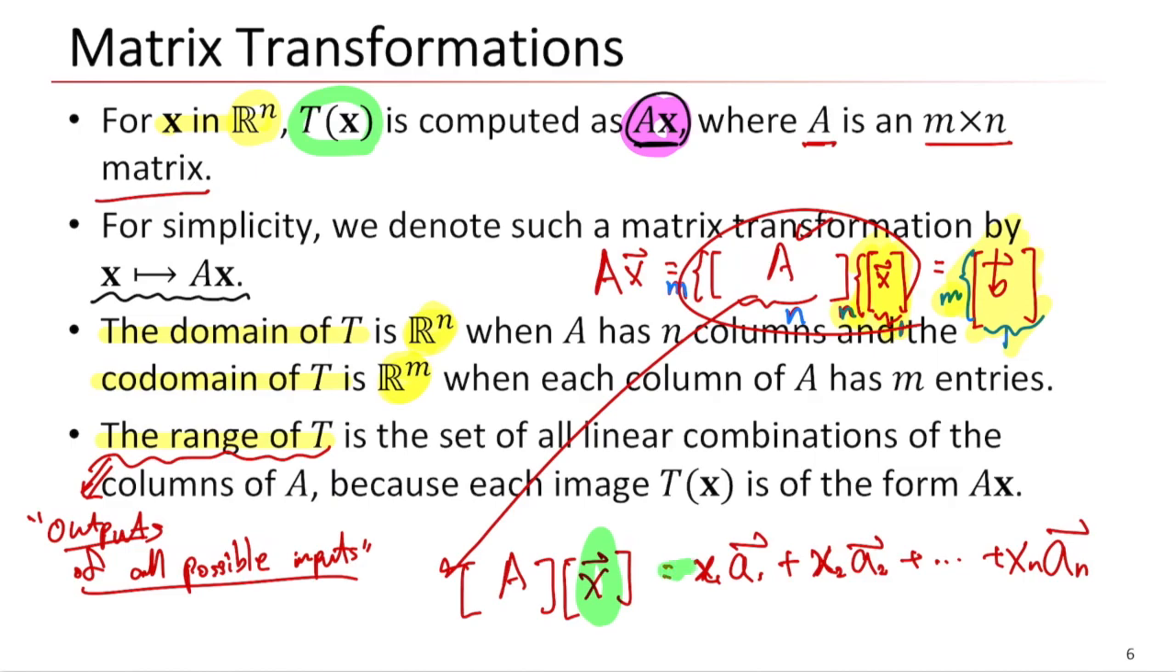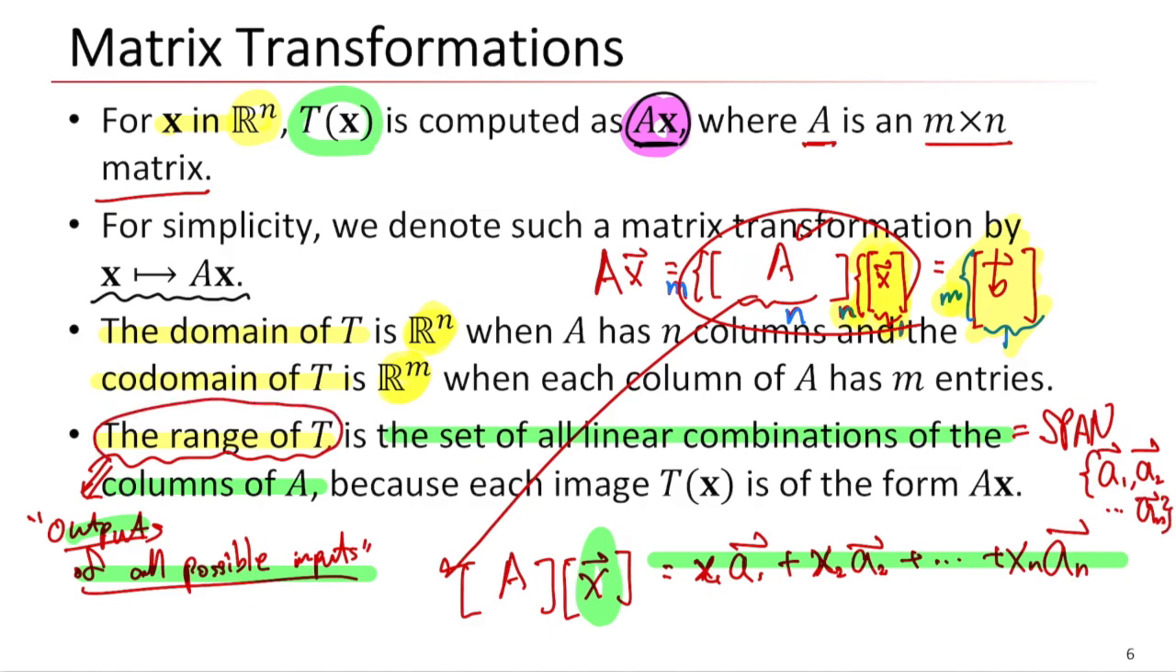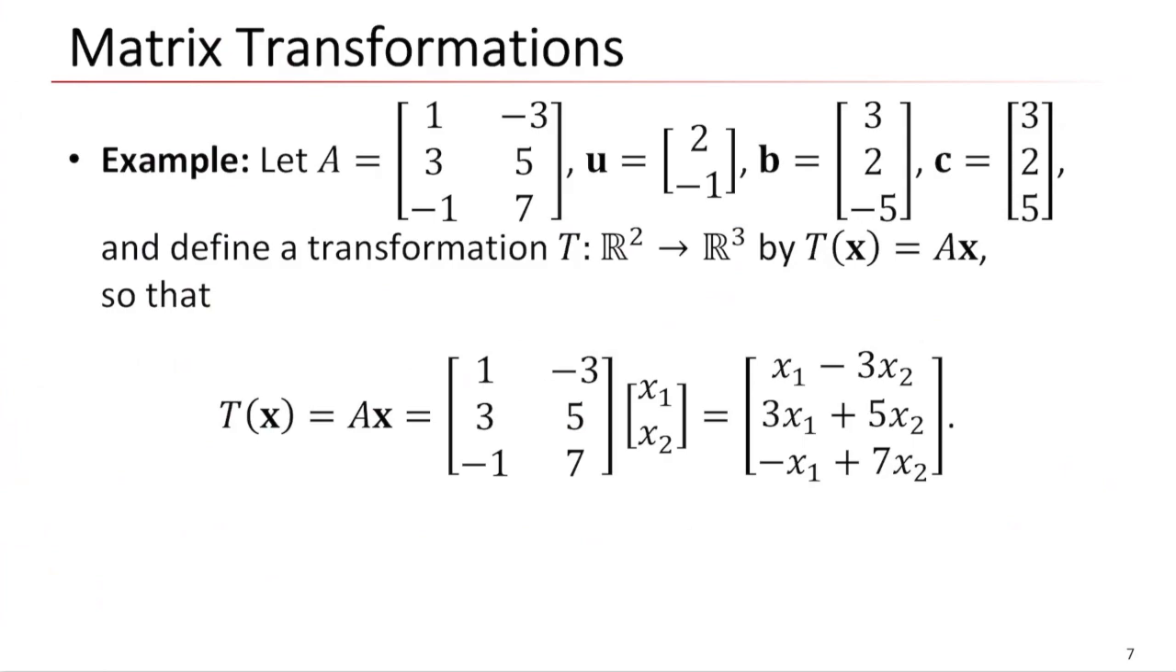So in this case, the output of the whole possible input is the set of all linear combinations of the columns of A, right? What does it mean? This is the span of a1, a2 through an. So the range of the matrix transformation is the linear combinations of the column vectors of A, or the span of the column vectors. Okay, so this is the domain, codomain, and range in the matrix transformation. Okay, let's see the example.